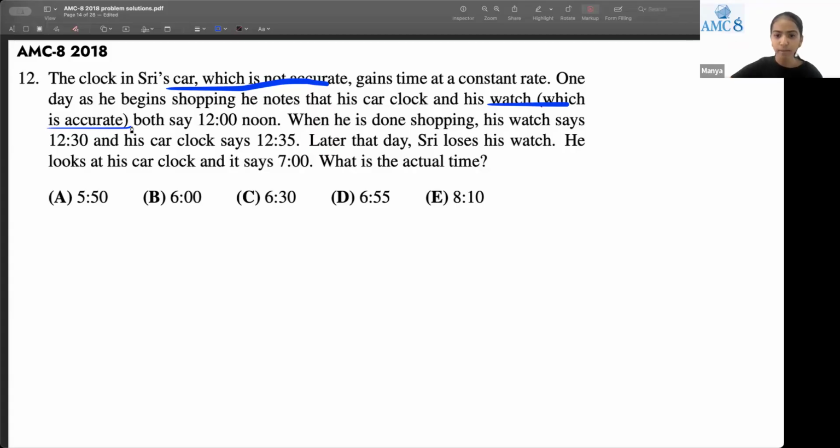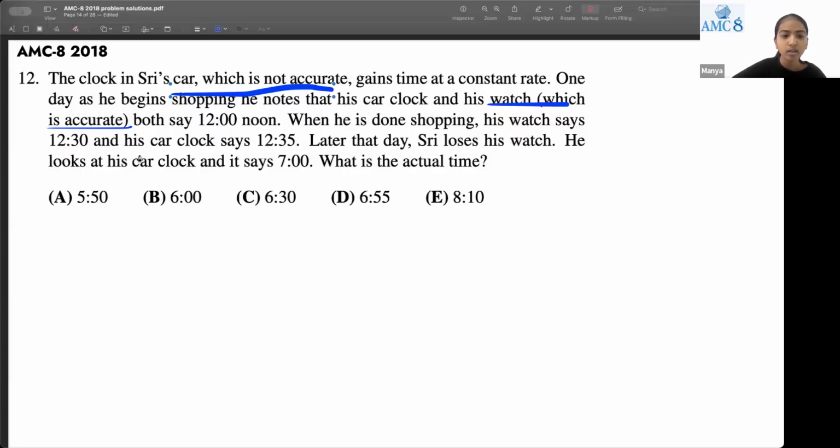When he is done shopping, his watch says 12:30 and his car says 12:35. Later that day, Sri loses his watch. He looks at his car clock and it says 7 o'clock. What is the actual time? So once again, we know that Sri's car is not accurate and his watch is accurate. But then he loses his watch, so we're going to have to find the actual time.